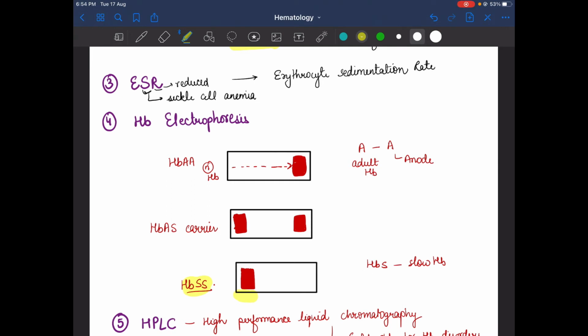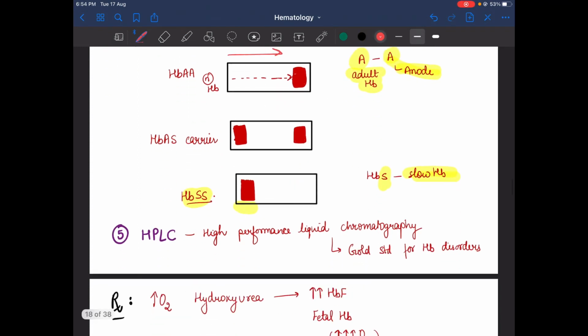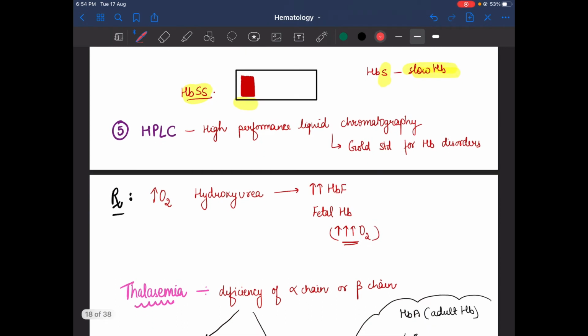How can we remember HbS? S for slow, meaning slow hemoglobin is present, meaning it is towards the cathode. While A stands for adult hemoglobin and A stands for anode, meaning it moves towards the anode side. Next is HPLC, meaning we do high performance liquid chromatography. It is the gold standard for hemoglobin disorders.